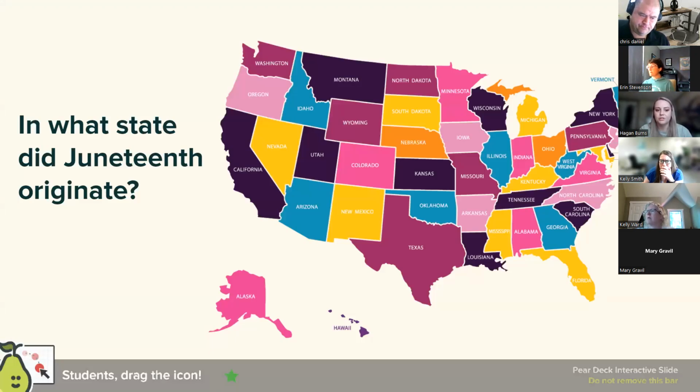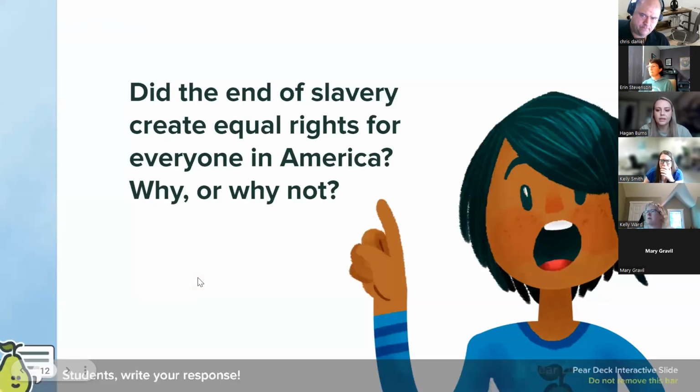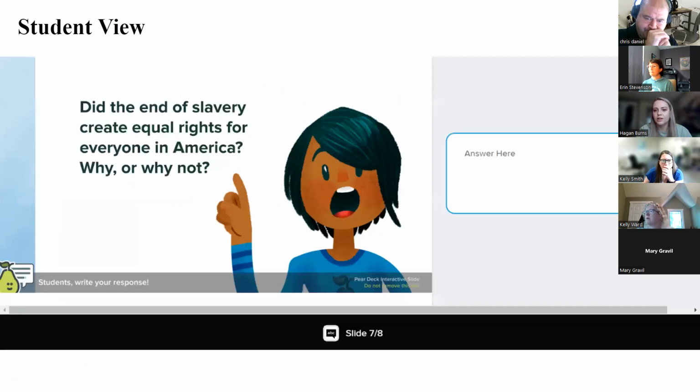What state did Juneteenth originate? In the student view, again, they've got that icon. They'll drag it over wherever they think. Another example of a written response. Again, they see the slide on half the screen. Half the screen is where they type their answer.